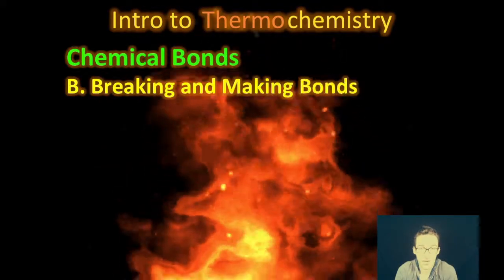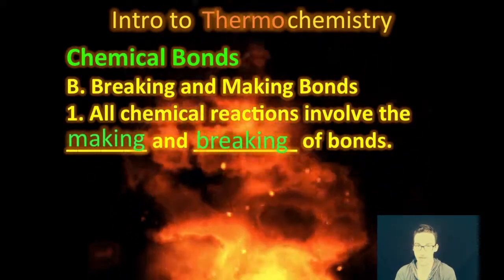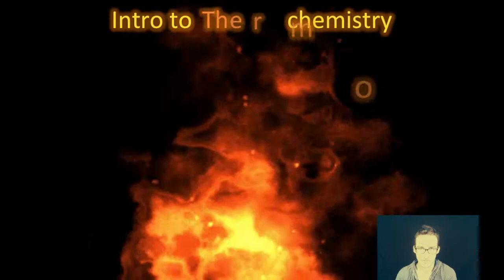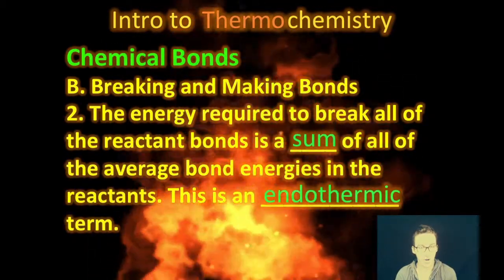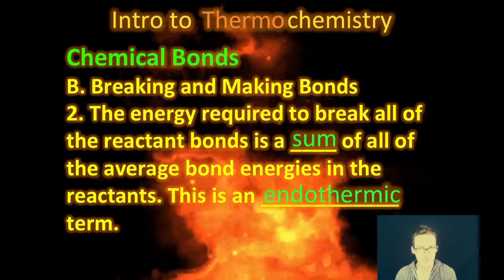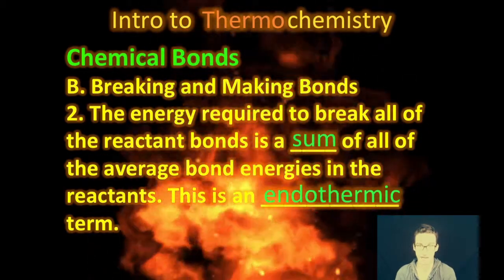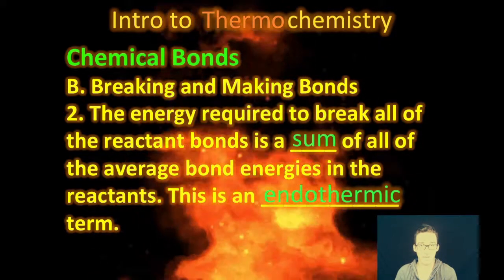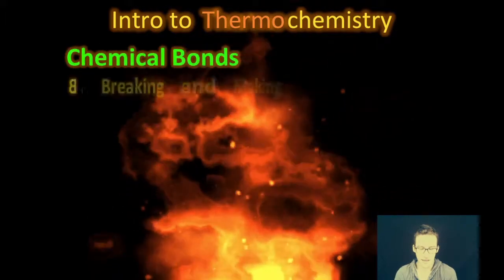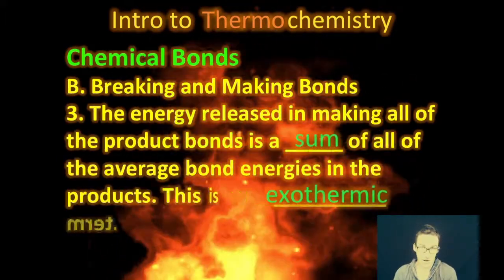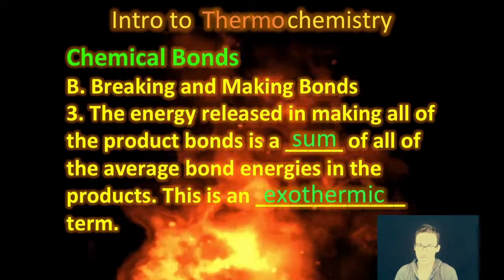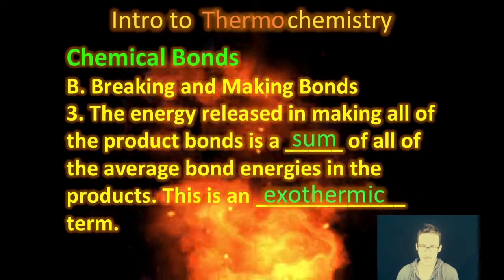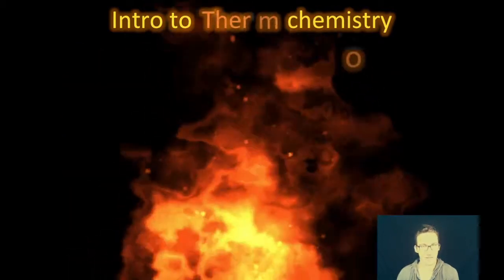Okay, so as we think about chemical reactions, all chemical reactions involve the making and breaking of bonds. Hopefully you can see where we're going here. The energy required to break all of the reactant bonds is the sum of all of the average bond energies in the reactants. And again, when we're talking about breaking bonds, it's an endothermic term. We have to put energy in to get those bonds to break. Conversely, the energy released in making all of the product bonds is just the sum of all the average bond energies in the products, and it's going to be exothermic in nature.